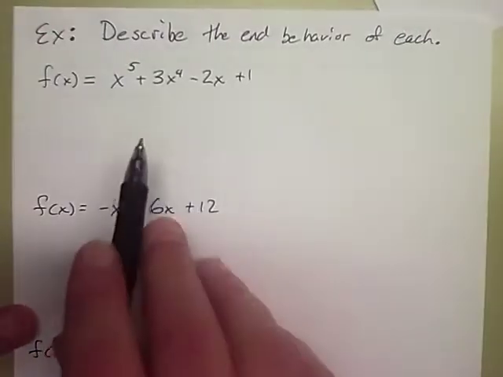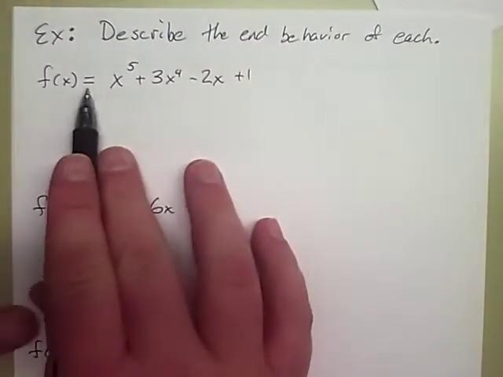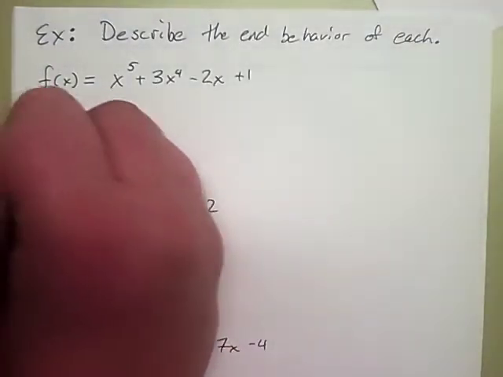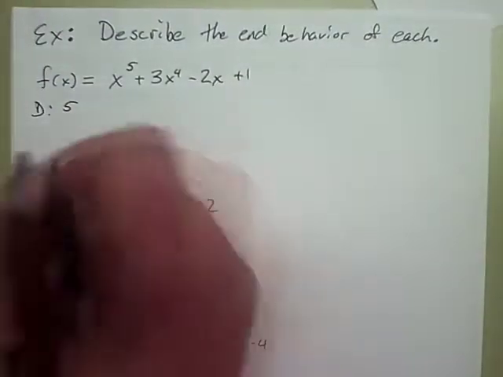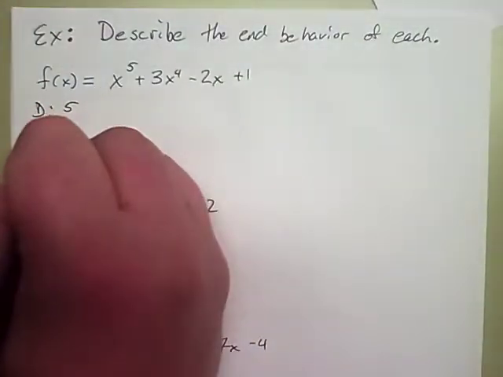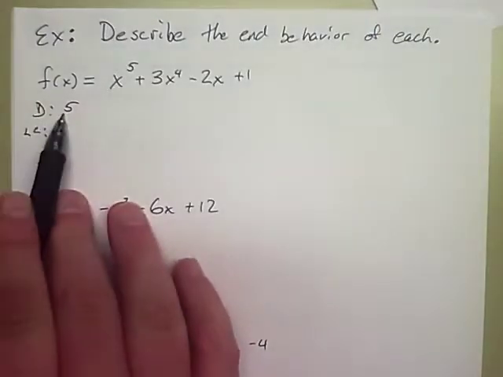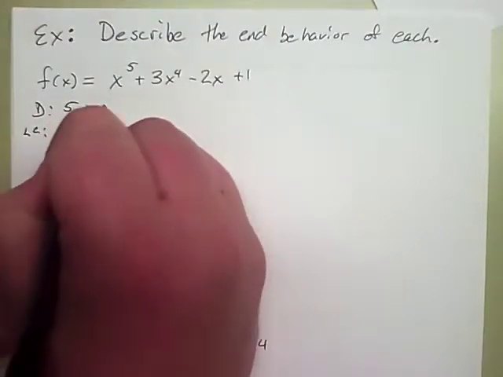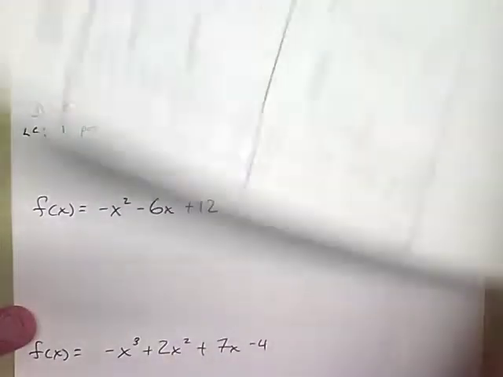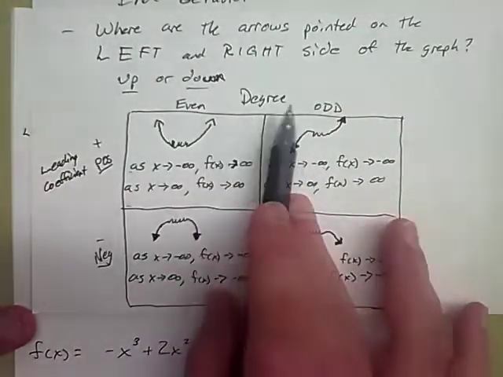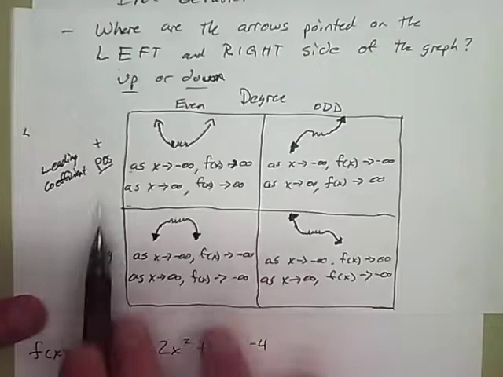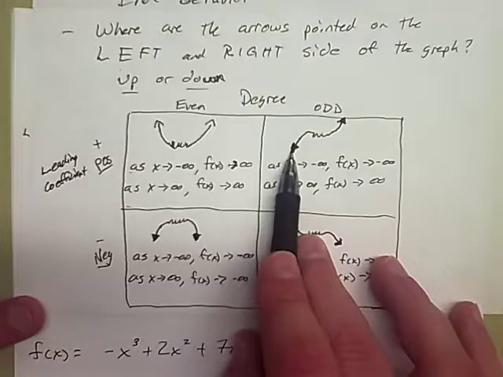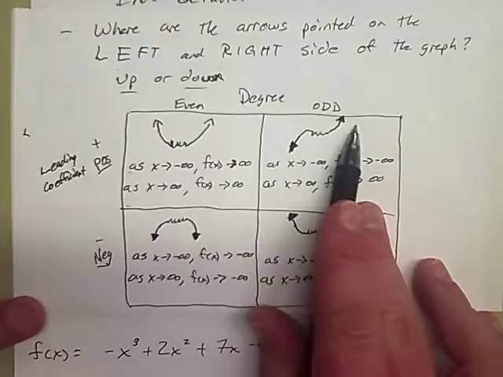The first one, we have f of x equals x to the fifth plus 3x to the fourth minus 2x plus 1. All right, well, my degree here is 5, and my leading coefficient is 1. So the degree in this instance is odd, and my leading coefficient is positive. So I go to my chart. The degree here is odd, leading coefficient is positive. So I know that the arrow on the left is going to be pointed down and the arrow on the right is going to be pointed up.